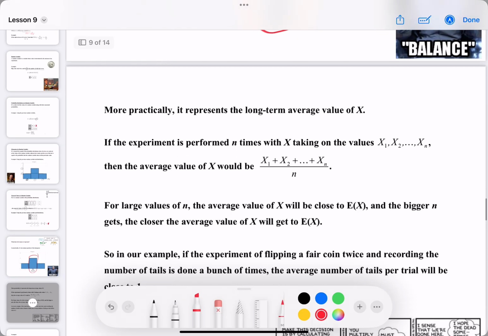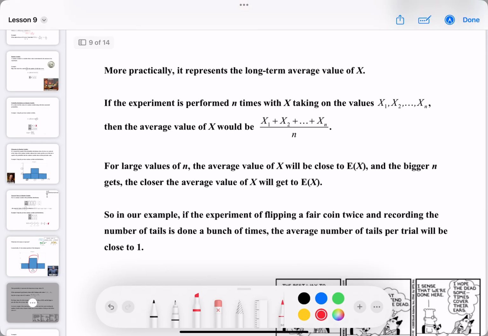More practically, it represents the long-term average value of X. If the experiment is performed n times, with X taking on the values x1, x2 to xn, then the average value of X would be x1 plus x2 plus ... plus xn divided by n. For large values of n, the average value of X will be close to E(X), the expected value. The bigger n gets, the closer the average value of X will get to E(X).